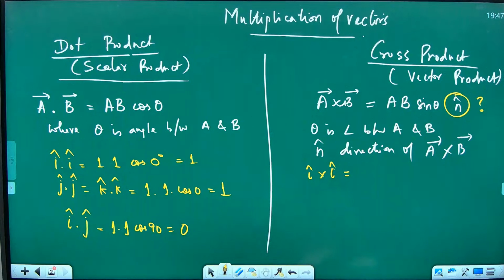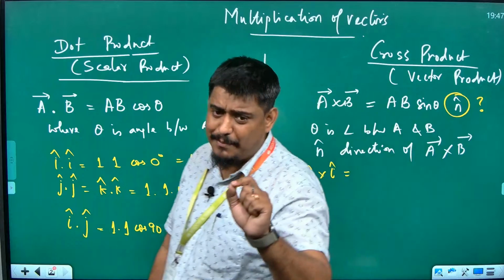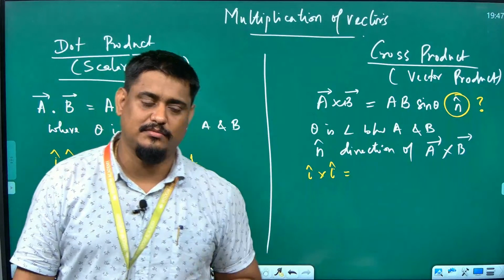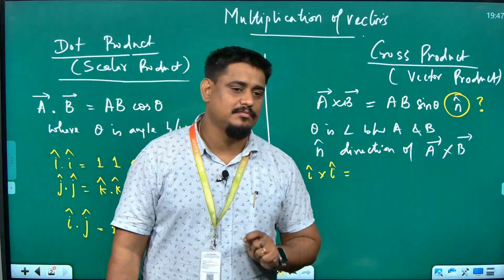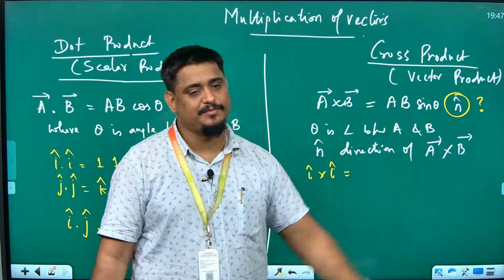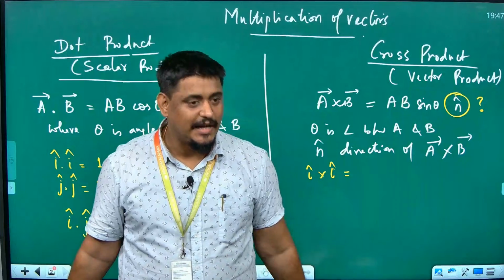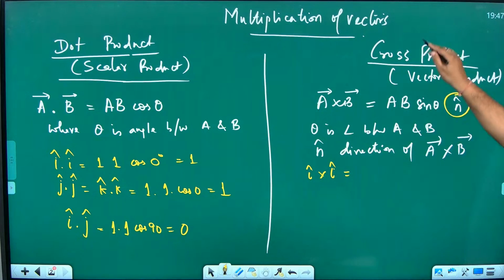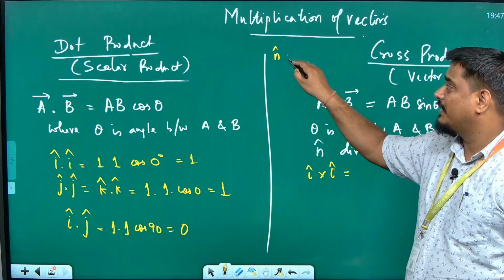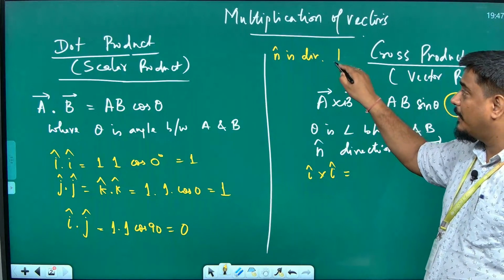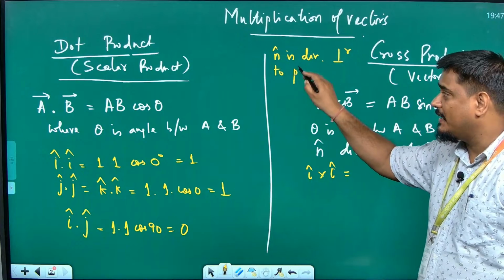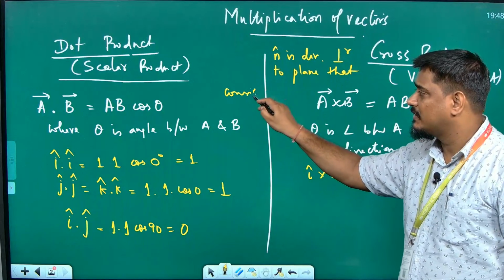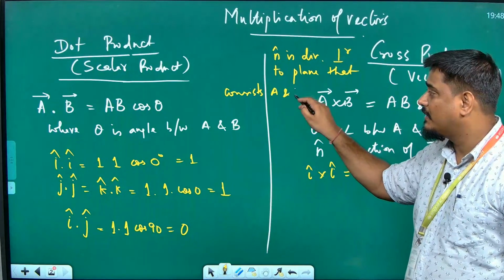What is the meaning of this n cap? Pay attention. n cap is the direction perpendicular to the plane that consists of A and B. I will repeat: n cap is the direction perpendicular to the plane that consists of A and B.